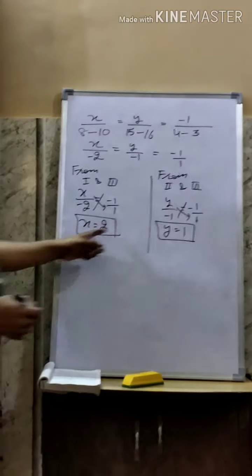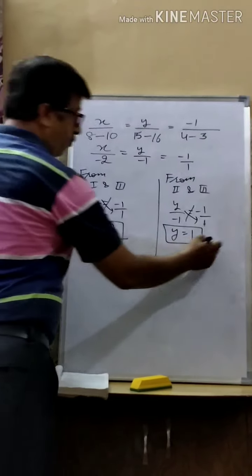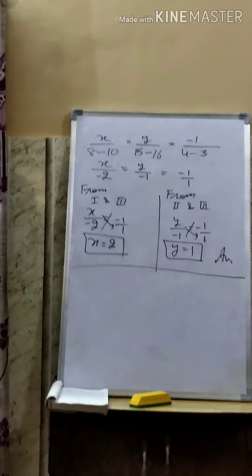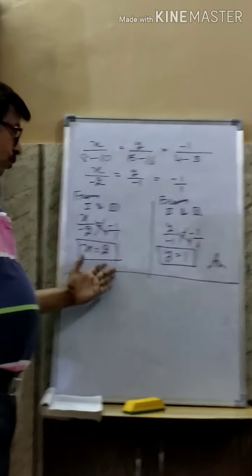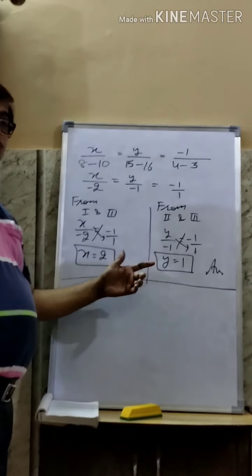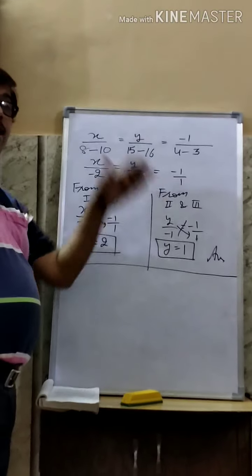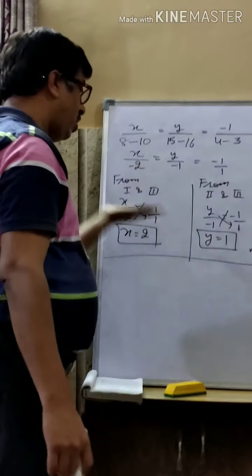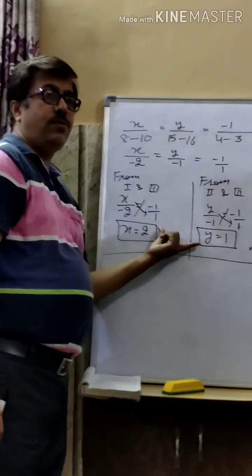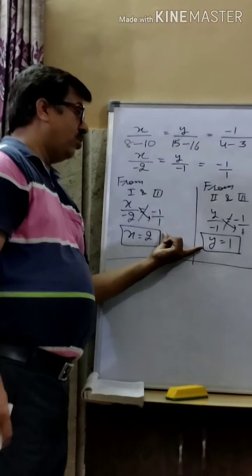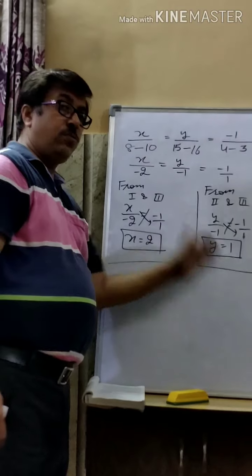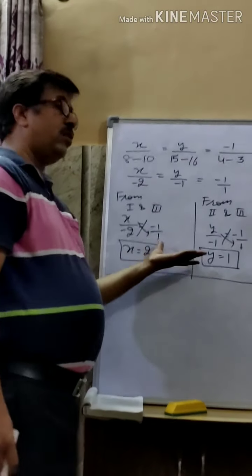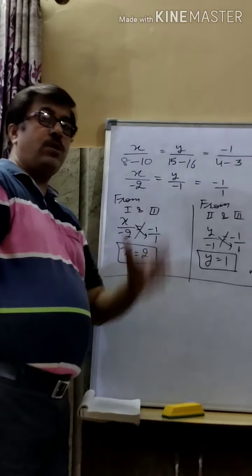So x is equal to 2, y is equal to 1 is the solution of the pair of linear equations in two variables. So my dear students, if you solve by substitution method or by elimination method, you will find the same answer. Clear this? So this I explained: how to solve the pair of linear equations by cross multiplication method.